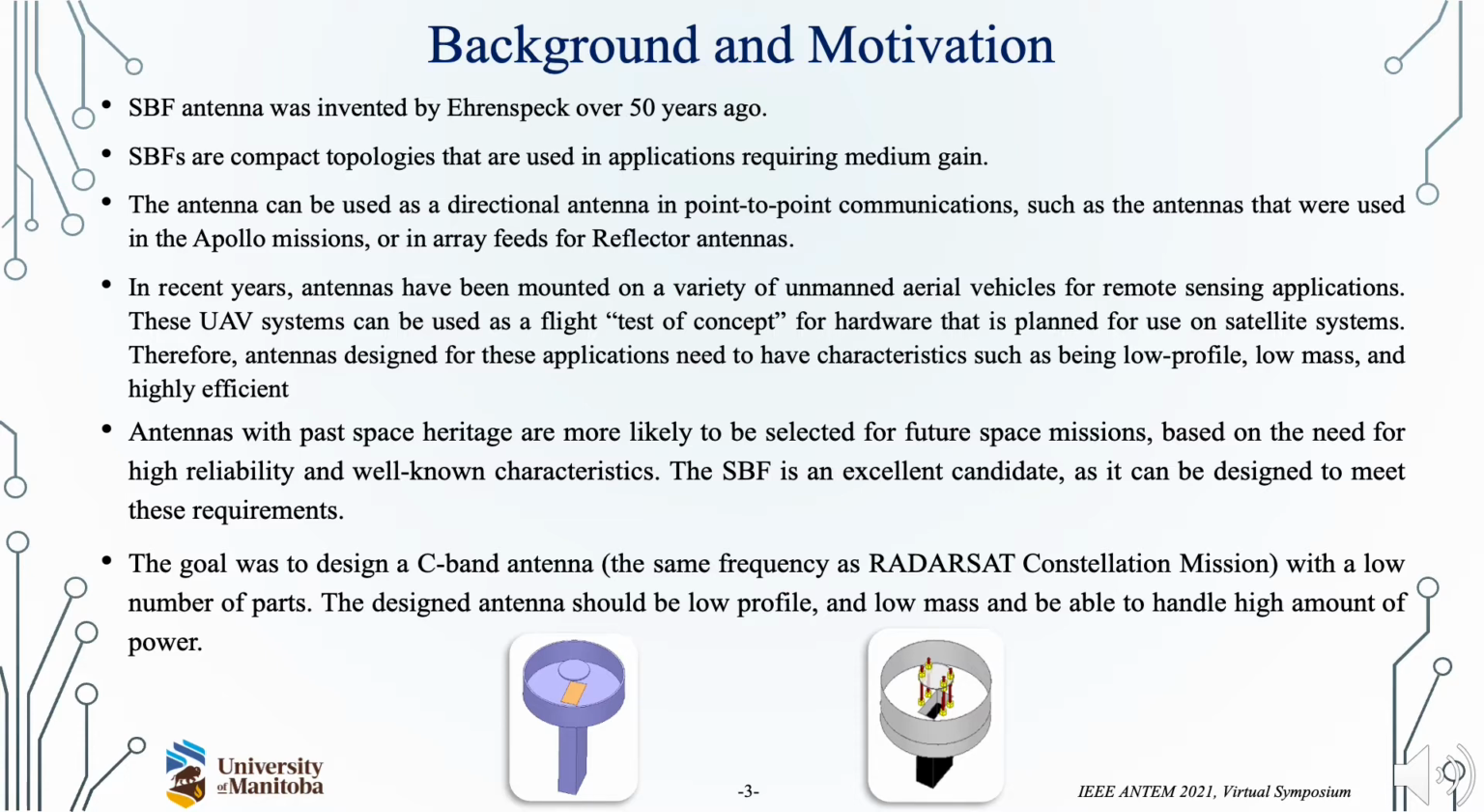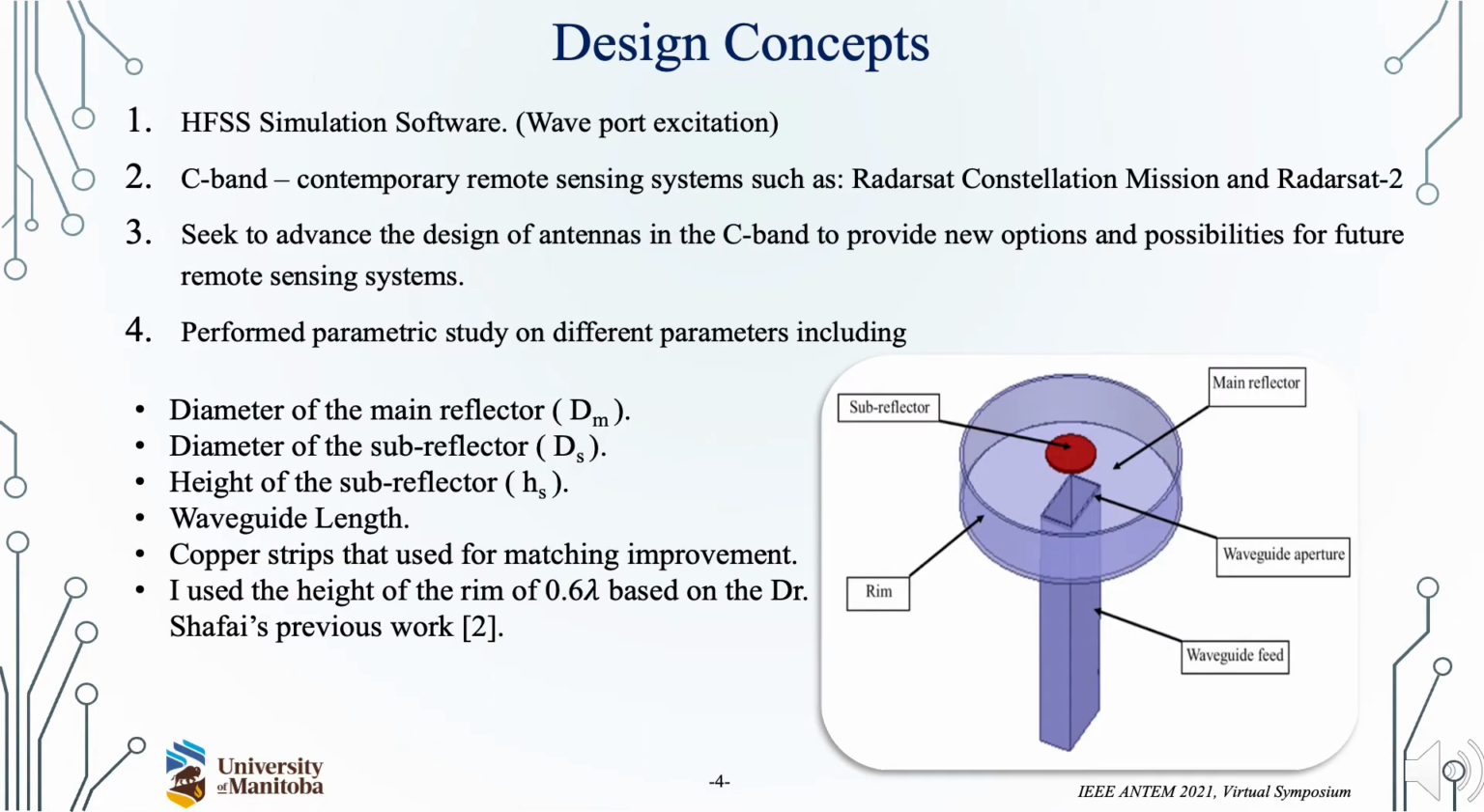Therefore, our goal was to design a C-band antenna, which is the same frequency as the RadarSat constellation mission with a low number of parts. As discussed before, the designed antenna needed to be low profile, low mass, and be able to handle a high amount of power. By now, I've discussed the motivation and the importance of this work. Now, I want to talk about the design concept and important parameters in this design.